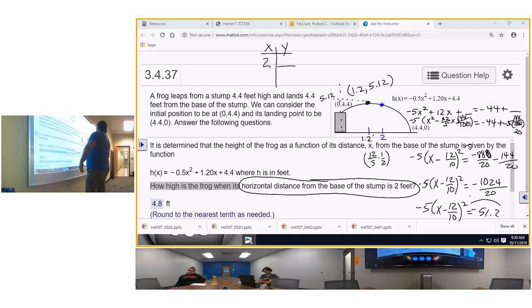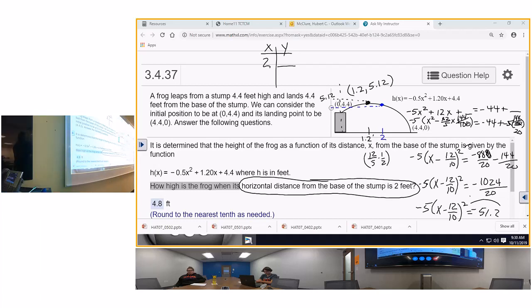Is it going to be higher or lower than your vertex? That's kind of easy too. It's going to be lower because your vertex is the highest point. Okay, so we know it's going to be below 5.12. So somebody look in your table and find X is equal to 2.